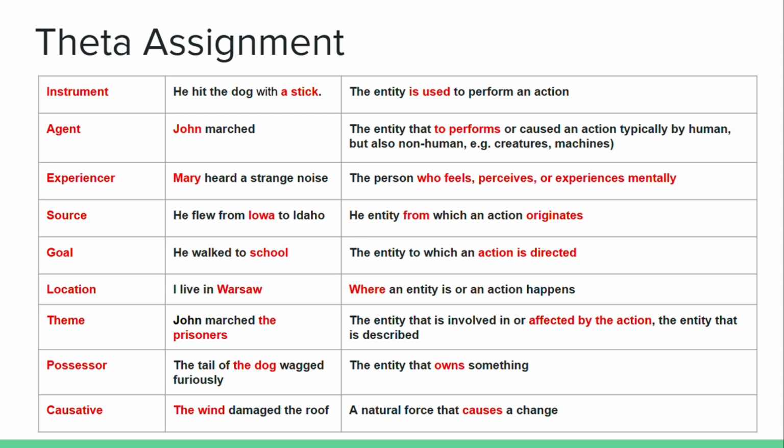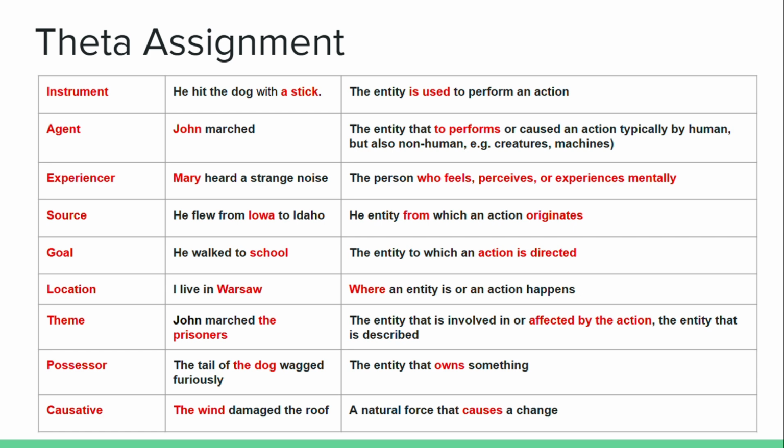Let's look at the term possessor. The sentence, the tail of the dog wagged furiously. The noun phrase the dog is assigned the theta role of possessor, and the term possessor is defined as the entity that owns something.